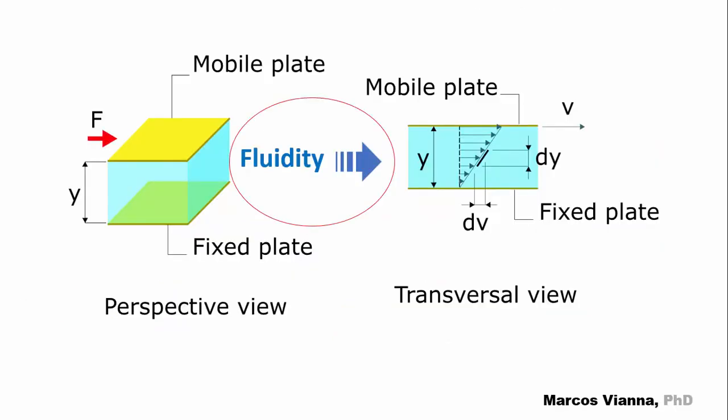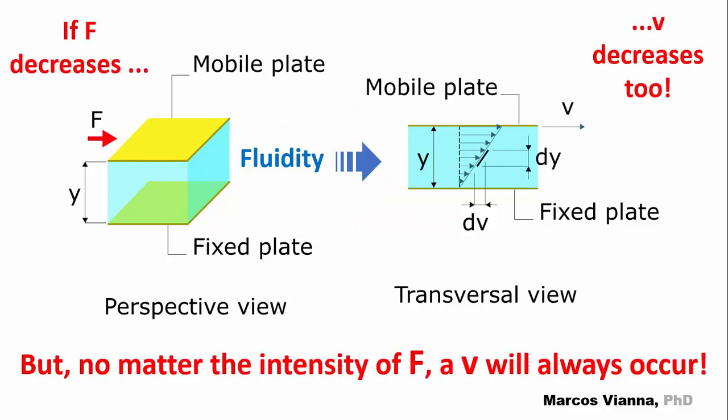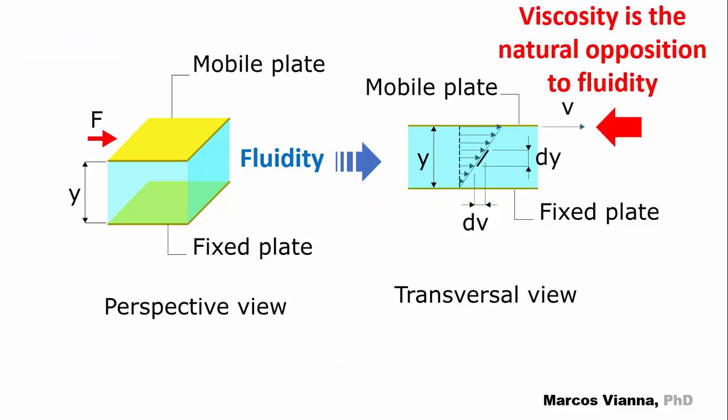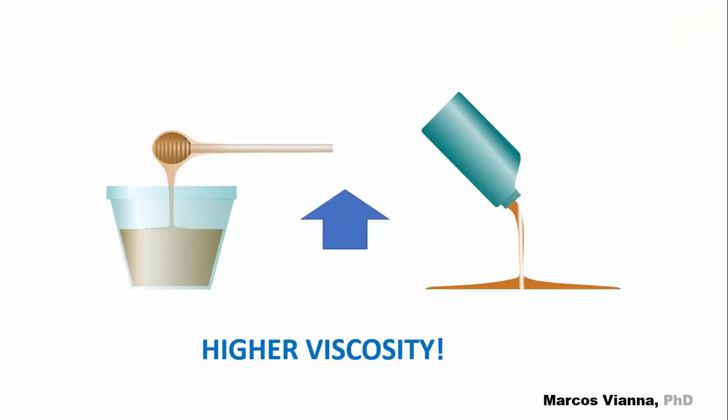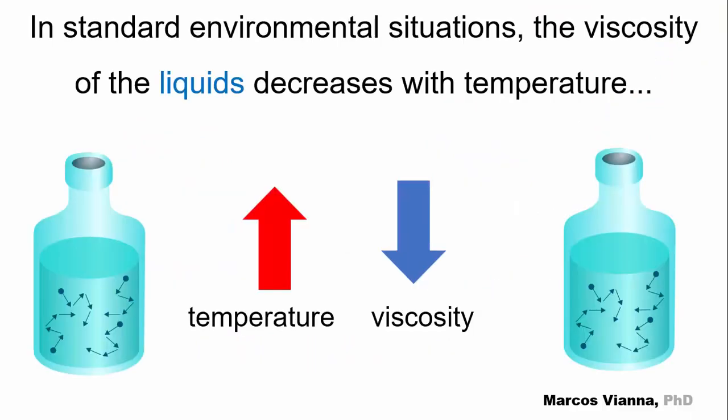Fluids, and consequently water, have an important property, the fluidity. They can easily change their shapes when submitted to shearing stresses. They can offer some resistance to this change, but no matter the intensity of F, a deformation will always occur. We can say that viscosity is the natural opposition to fluidity. Liquids with greater viscosity, such as honey and oil, have lower fluidity.